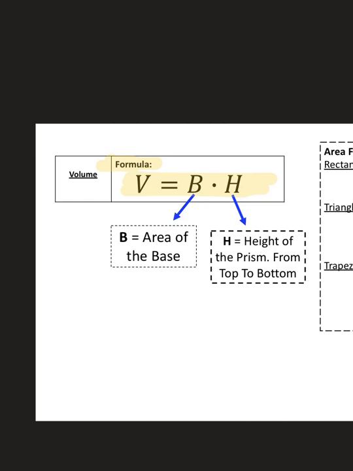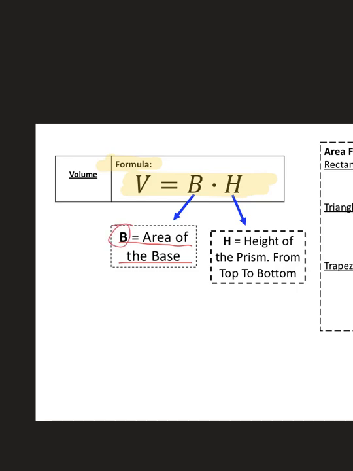Now listen, this is really important. Big B is the area of the base, so I'll explain that. But if we're dealing with a triangular prism, we want to find the area of a triangle. If we're dealing with a rectangular prism, we want to find the area of a rectangle. So big B is different.